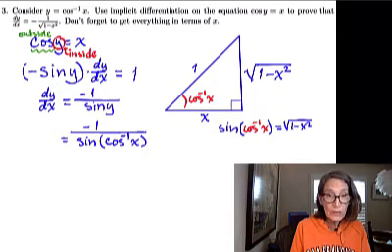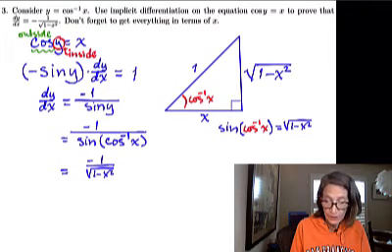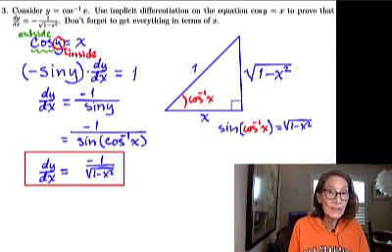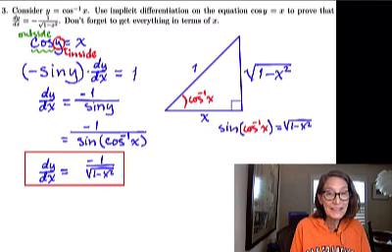All right, so then we can go back to our derivative and we can say the derivative is negative 1 over the square root of 1 minus x squared. That's the derivative that we were looking for. The derivative of the arc cosine of x. All right, let's use that on the next problem.